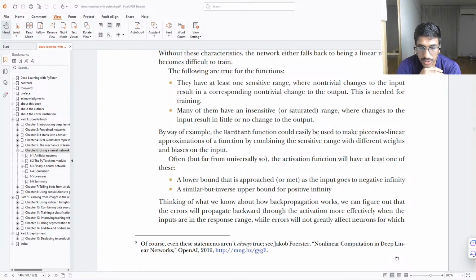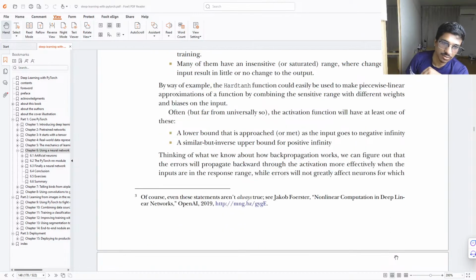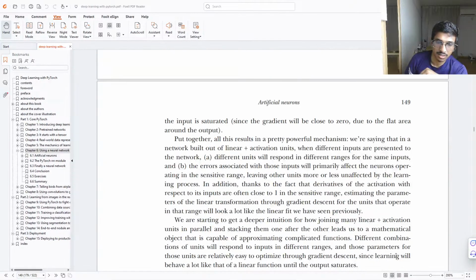Thinking of what we know about how backpropagation works, we can figure out the error will propagate backward through the activation more effectively when the inputs are in the sensitive range, while errors will not greatly affect neurons for which the input is saturated, since the gradient will be close to zero due to the flat area around the output.